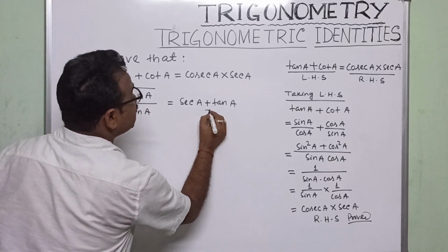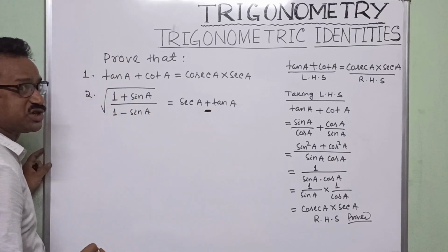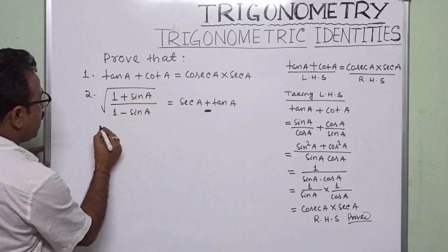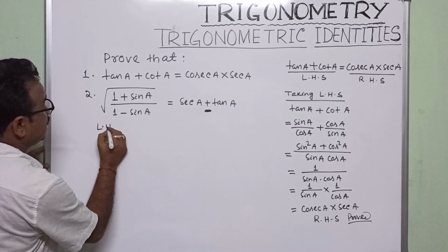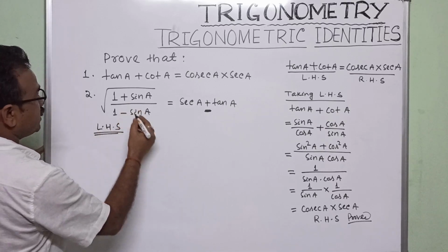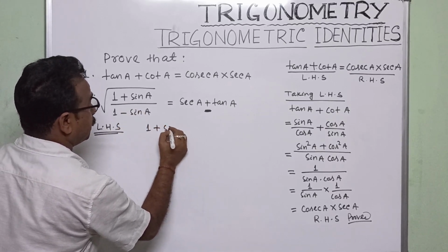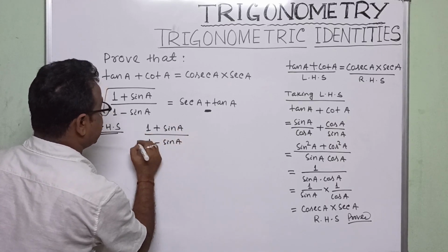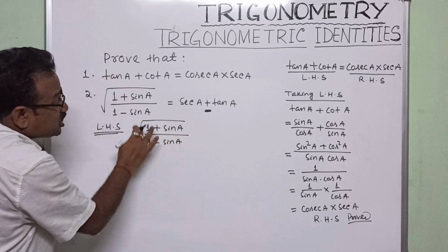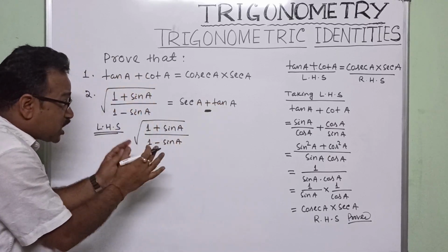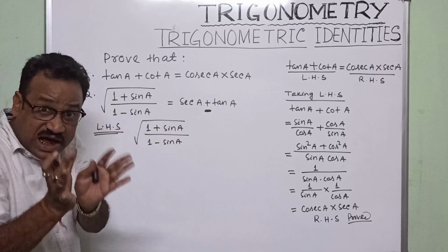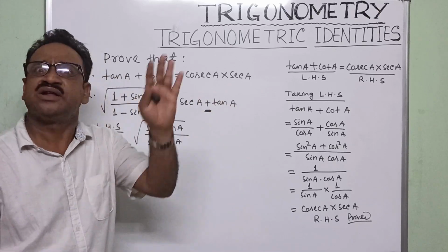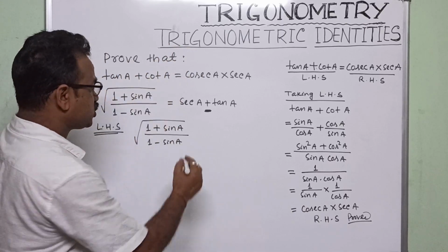But here what sign is given? Positive sign. So we have to keep the positive sign. So I can write LHS as root over 1 plus sin A by 1 minus sin A. So I have to keep the plus sign. The term having the plus sign will be multiplied both in numerator as well as denominator. Then the value will not change.